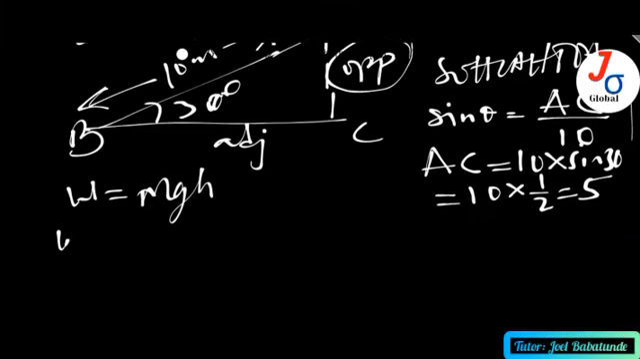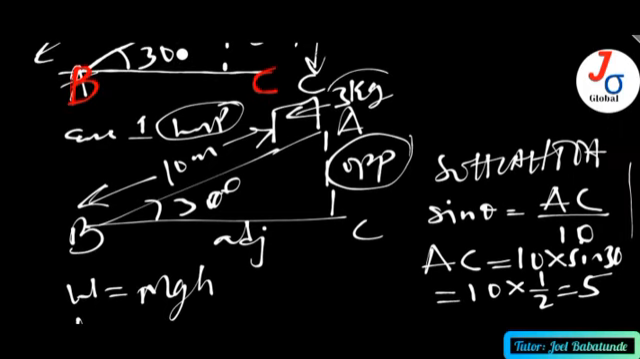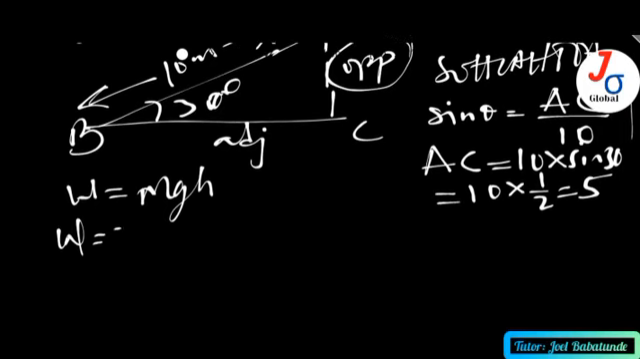Okay, so work done becomes mass. What's the mass? 3 kg. 3 multiplied by acceleration due to gravity is 10, and we've calculated for our height, that's 5. And that gives us what? 3 times 10, 30. 30 times 5. What we get is 150. So that's 150 joules in case 1.